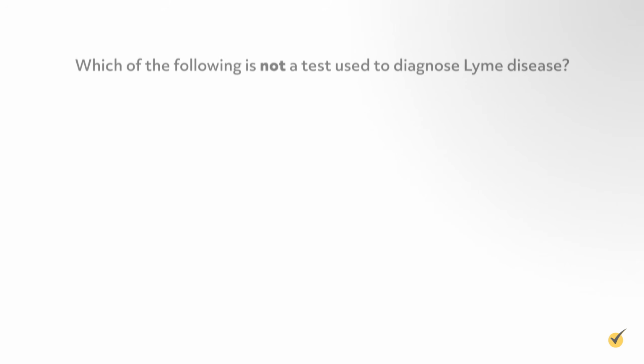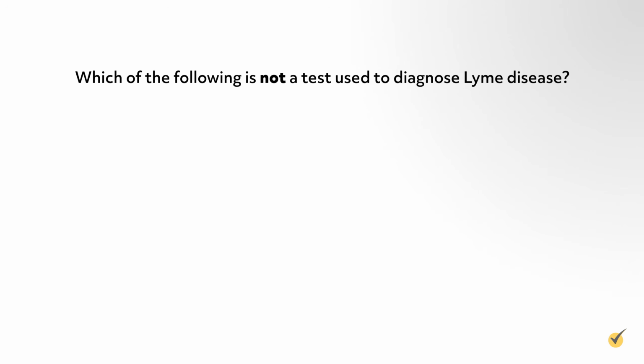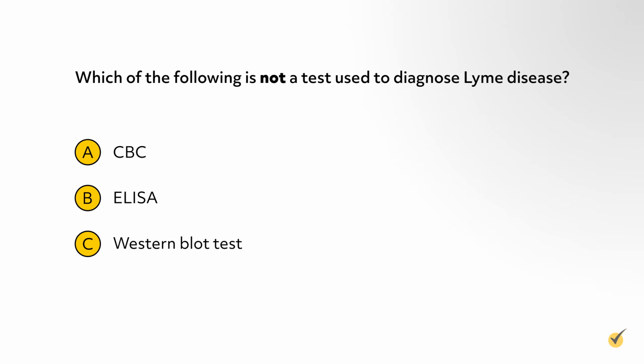Number 3. Which of the following is not a test used to diagnose Lyme disease? A. A CBC, B. ELISA, C. Western blot test, D. IFA. The correct answer is A. ELISA or IFA is used to examine the antibodies in the blood, while the Western blot test is used to confirm a positive ELISA or IFA test. CBC is used to measure the various types of blood cells in a patient's blood, often utilized as a way to diagnose blood cancer.